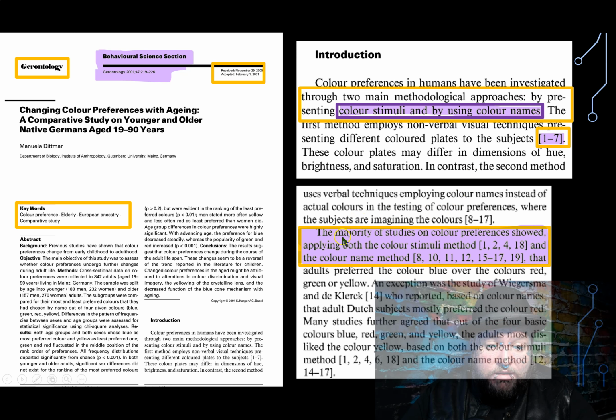Okay, they also say the majority of studies on color preference show that applying both the color stimuli method and the color name method, adults prefer the color blue. So they just go into here, but there's some more papers. We just know that there's some more papers and these kind of references. And so in the very beginning, so something to back up.